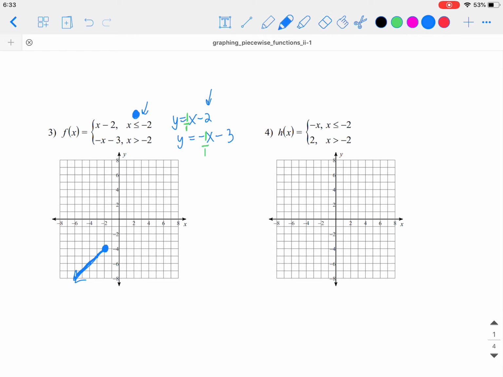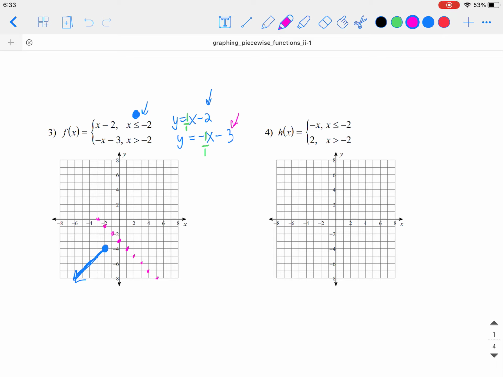And let's do the second one. So our y-intercept is at -3, so I'm going to go down 3. And my slope is down 1, over 1, down, over, down, over, down, over. And I'm going to continue in the opposite direction. So that's good enough because I know I'm going to be cutting soon.